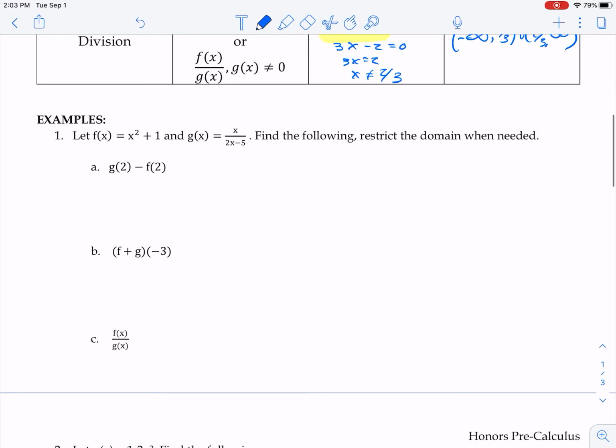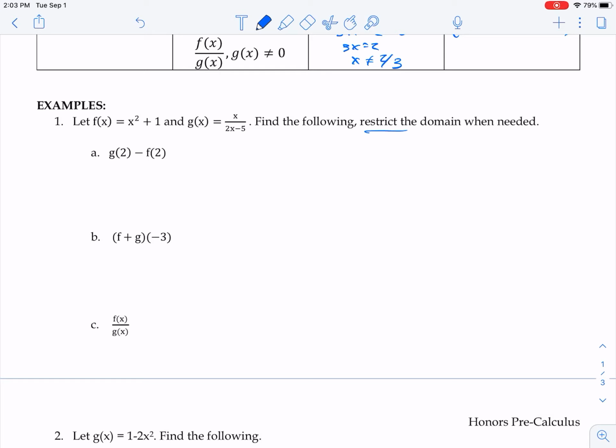All right, we got some examples. We're adding and subtracting them. It says restrict the domain when needed. Well, you only have to do that if you're finding something in terms of x. So if we were doing g of x minus f of x, we'd have to restrict the domain. In this one, all you do is plug in 2. You get 2 squared is 4 plus 1 equals 5 minus, oh, I did it backwards, sorry. Time out, back up, easy mistake. They want g of 2, so I put 2 in here. You get 2 over 4 minus 1 is negative 1, minus 2 squared is 4 plus 1 is 5. Negative 2 minus 5 is negative 7. There's no restriction involved there.